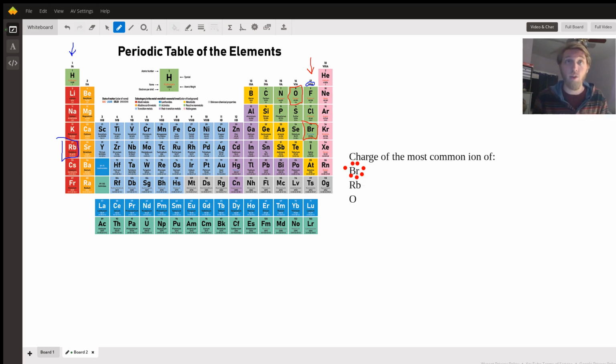Now the octet rule says we need to have 8. It'll be most stable with 8. That means that we just need to add 1 more electron. Boom. That was a very easy way. It was easier for bromine to gain an electron than to lose an electron.